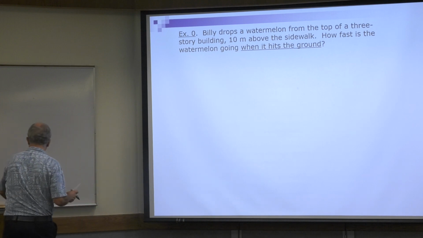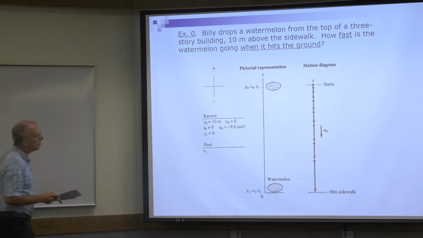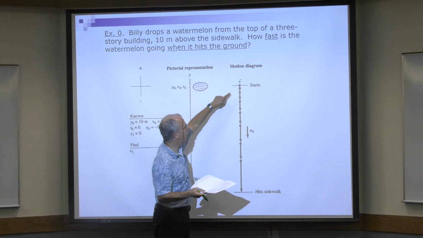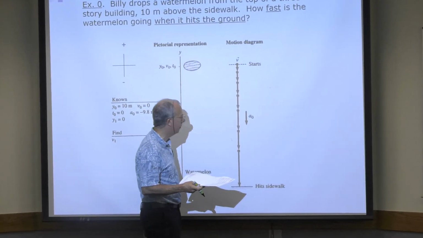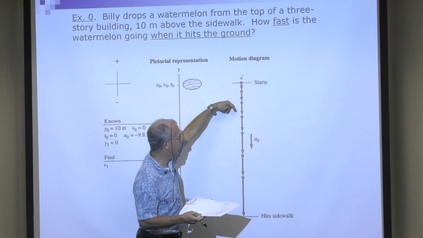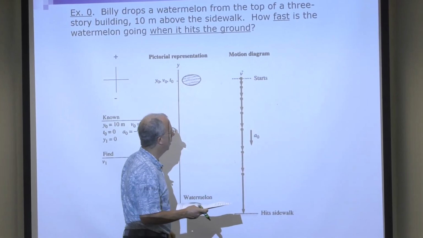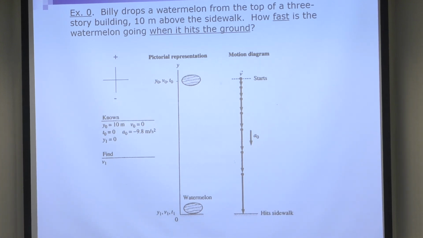Okay, we're back. So here is the motion diagram. It's free fall, so it starts out at rest and gets faster and faster. And so the acceleration points down, like we talked about earlier. Now, how many points do we need for our pictorial representation?